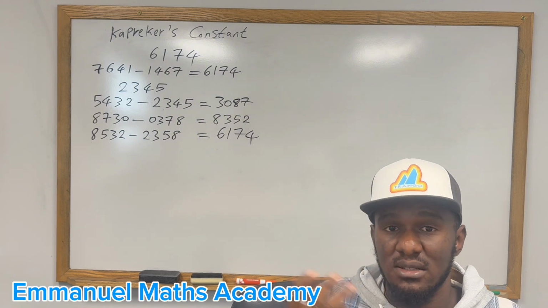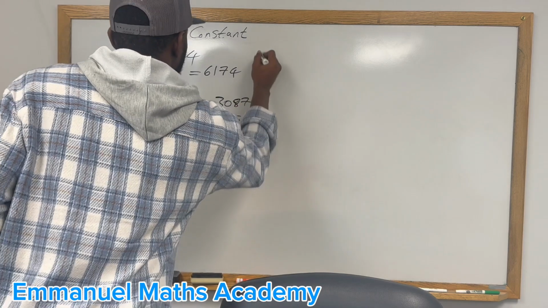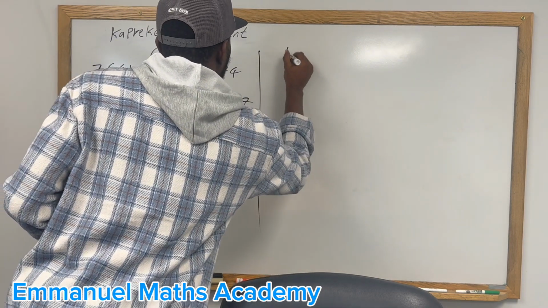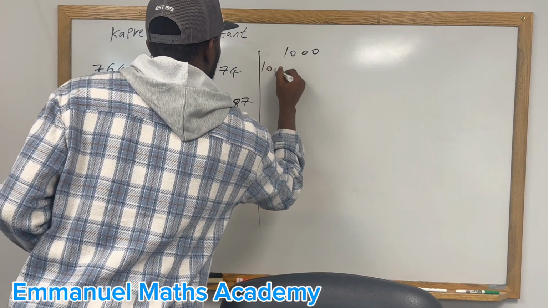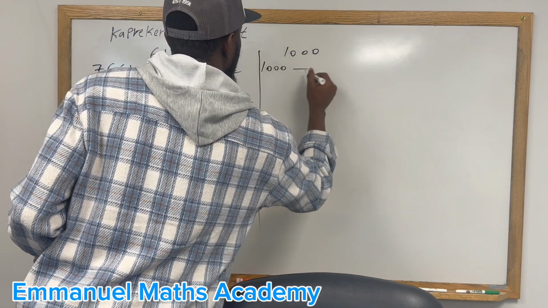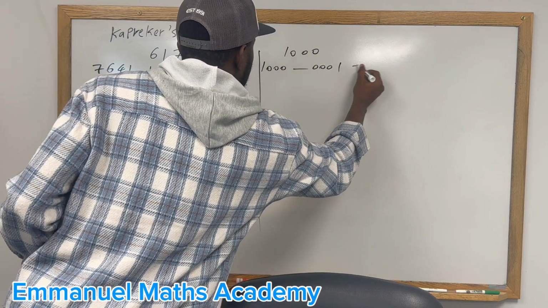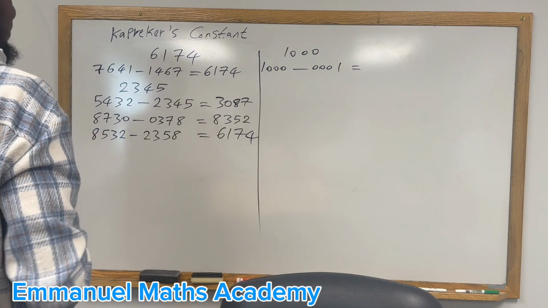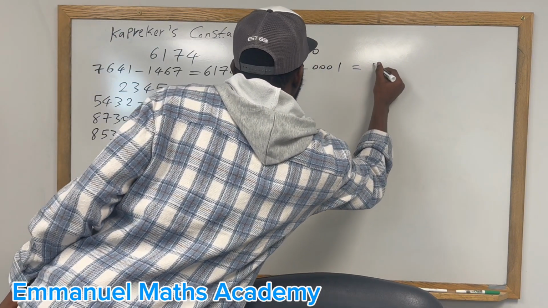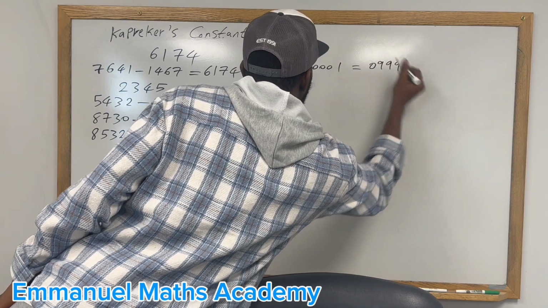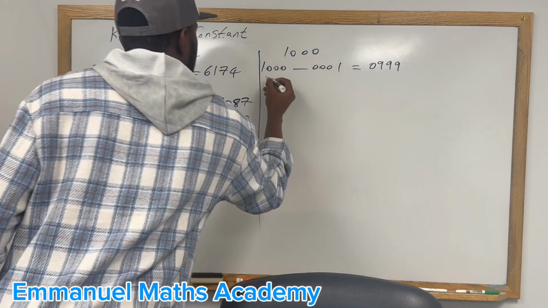So provided you are not picking all 4 digits to be the same number, let's check 1000. Let's say the number 1000. So the highest number here is 1000. And the smallest is 0001. If you subtract this, what do you have? 0999. Right? Good.